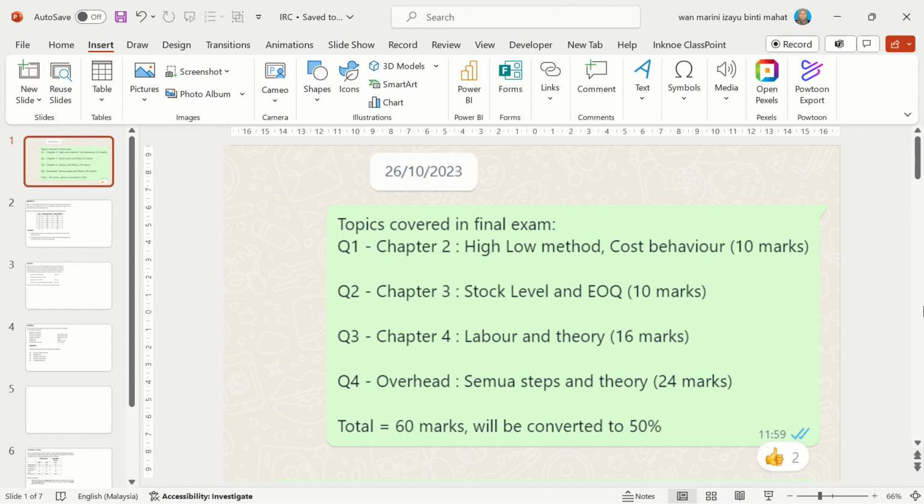So altogether, the marks for your final exam is 60, and these 60 marks will be converted to 50%. That is the weightage for the final exam, right? So I would like to do some revision.